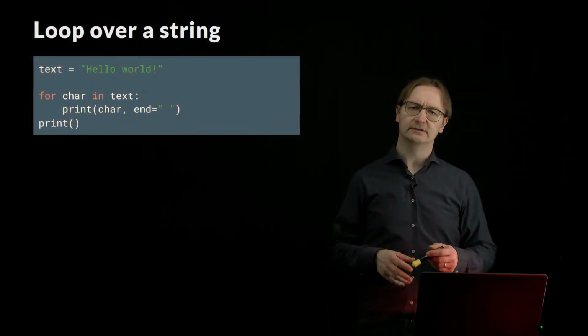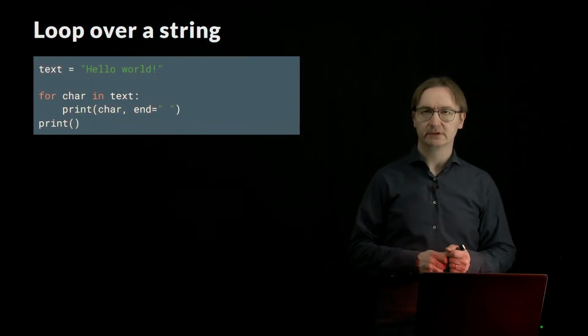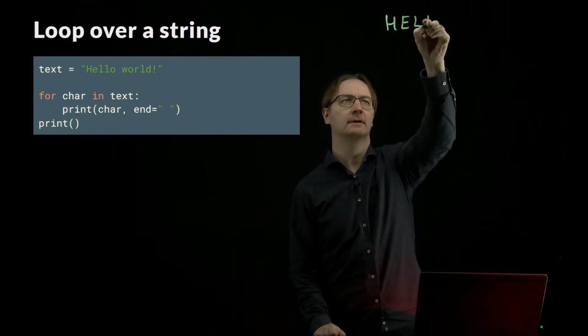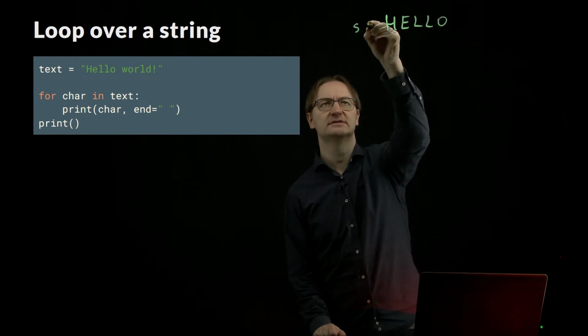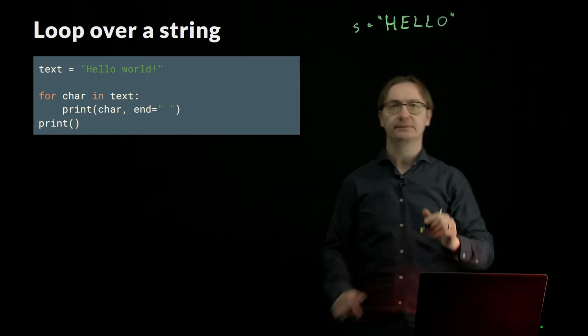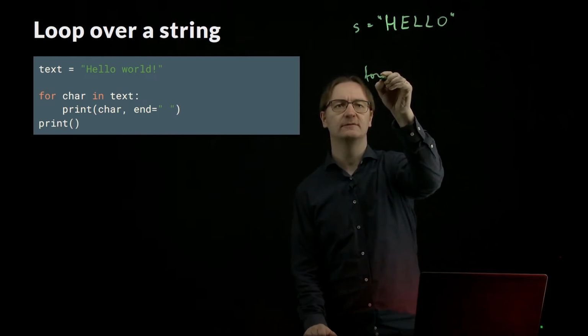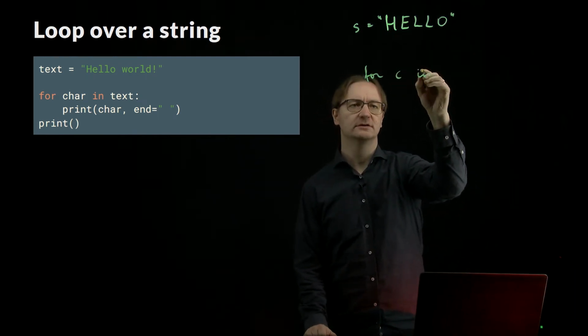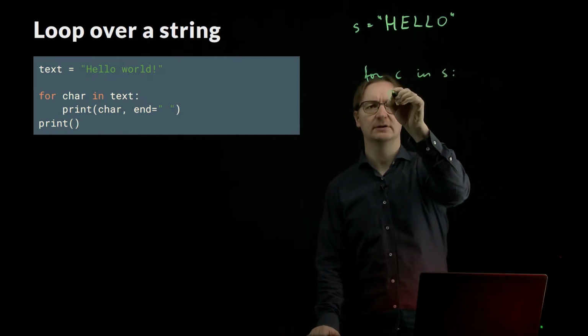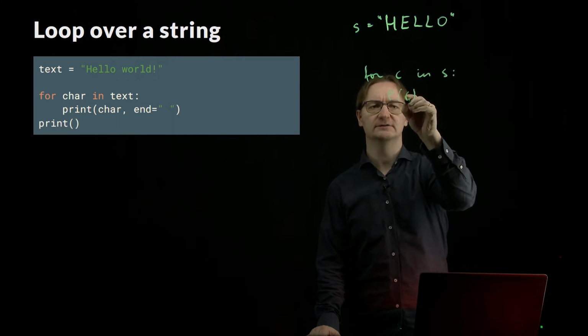Let's see how we can loop over the string. So string, let's have a hello here. We have a string s. And now what we can do with the string. So if I have a for loop, for c in s, now I can print out the value of c.